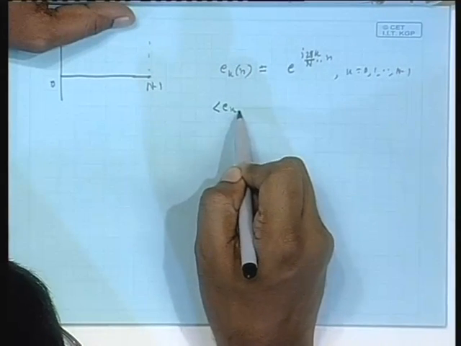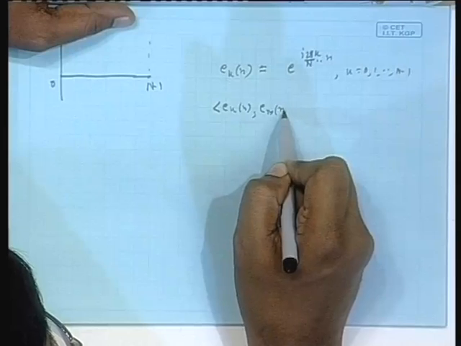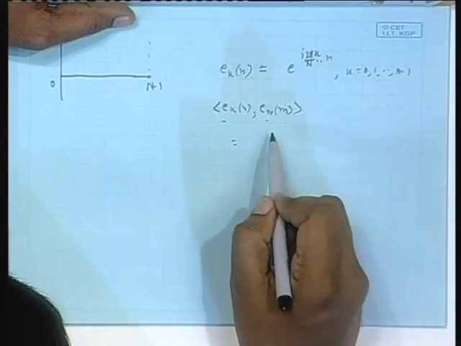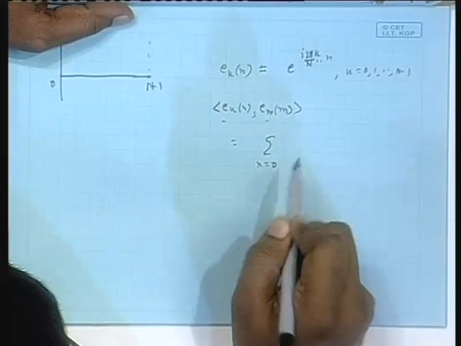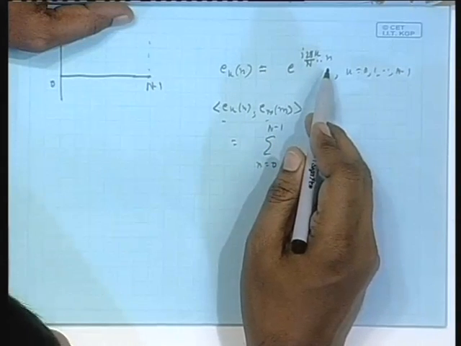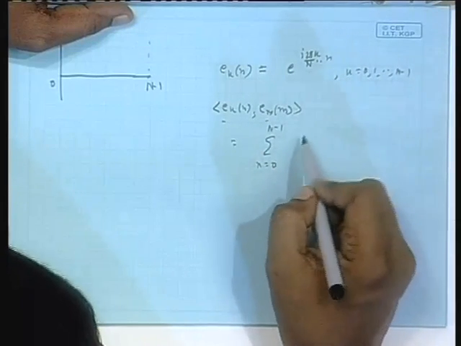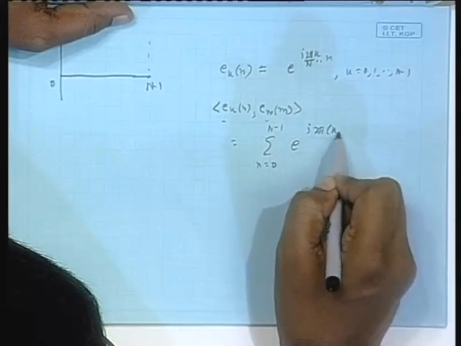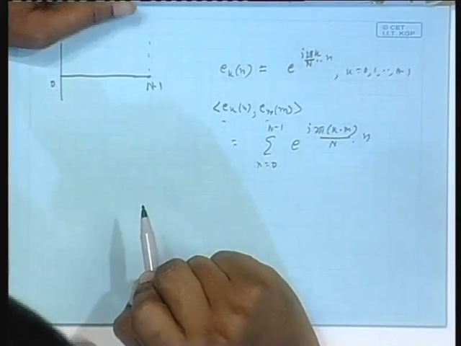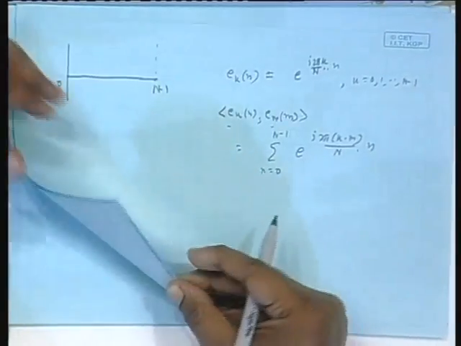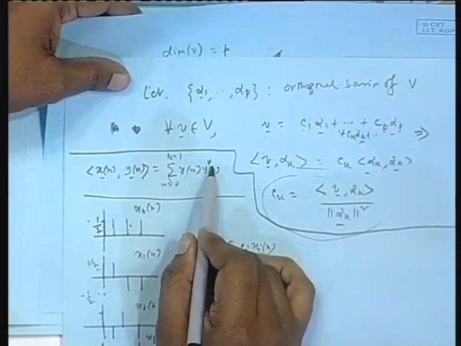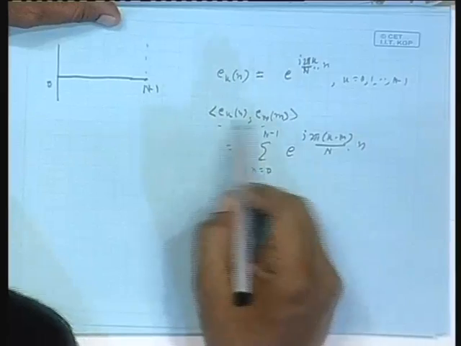Easily. You say inner product between e k n and e m n. If you call them vectors, what will that be? The second term has to be conjugated, and then summed over the index n. That was the definition of the inner product, sum over the time index n; the first one will be as it is, the second one will be conjugated. So, e to the power j 2 pi k minus m by n into n. See this thing. Why did I do all that? Here, sample wise multiplication after conjugation of the second one. After conjugation of the second one. So, sample wise multiplication, you just conjugate this.